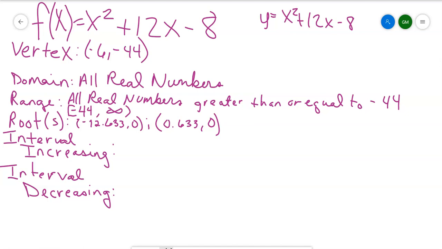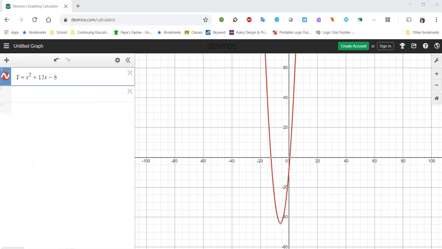All right. So the next one we have is for intervals increasing and decreasing. What that means is that when you're looking at the graph, if you follow it from left to right, where is the graph going up for increasing and where is the graph going down for decreasing? If we look at this graph right here, we can see that from left to right, it first goes down until we get to negative 44 at the y value, and then at negative 44, it turns around and goes back up.